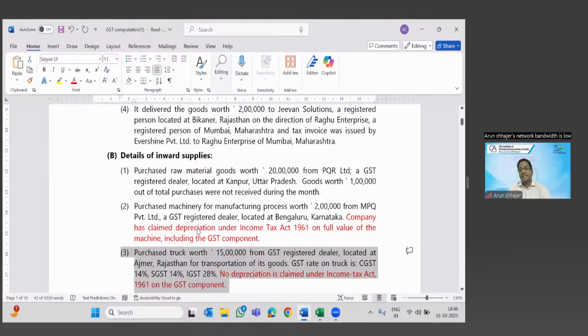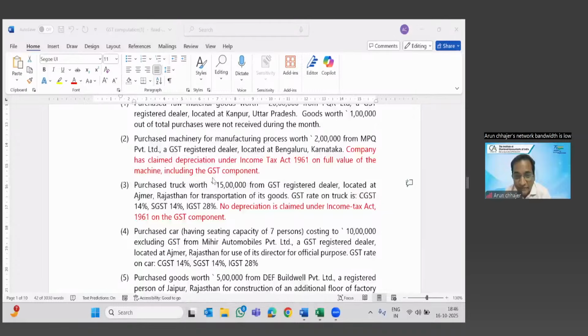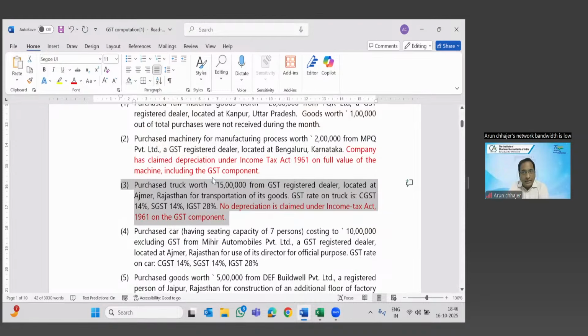The purchase of the truck, in this case, will you allow the ITC or you will not allow the ITC? Read the point number 3 and tell me.